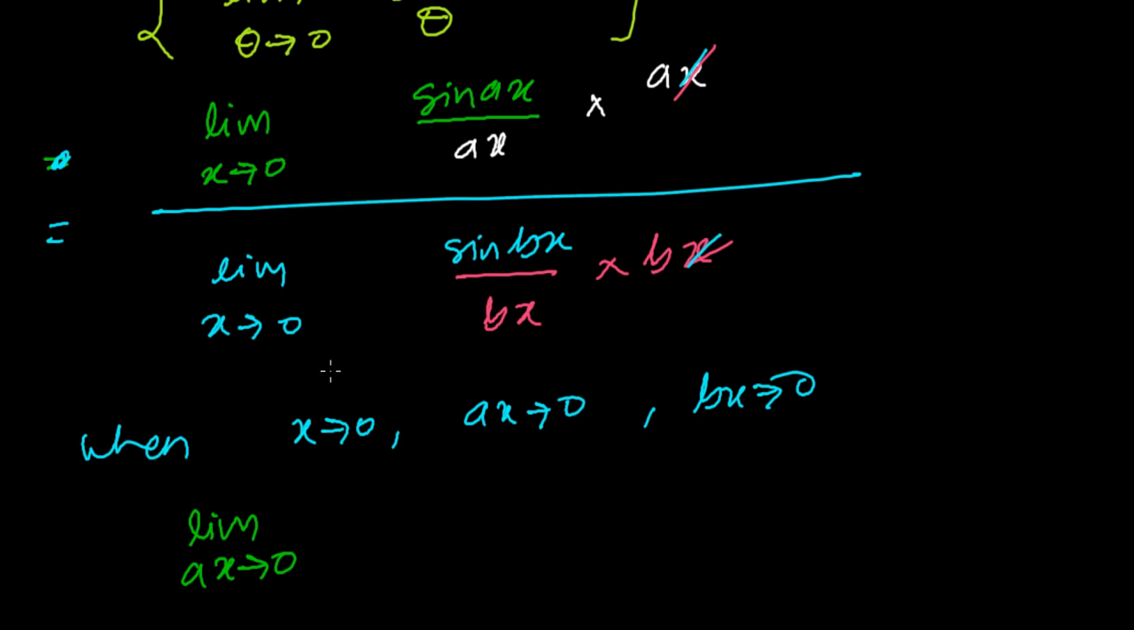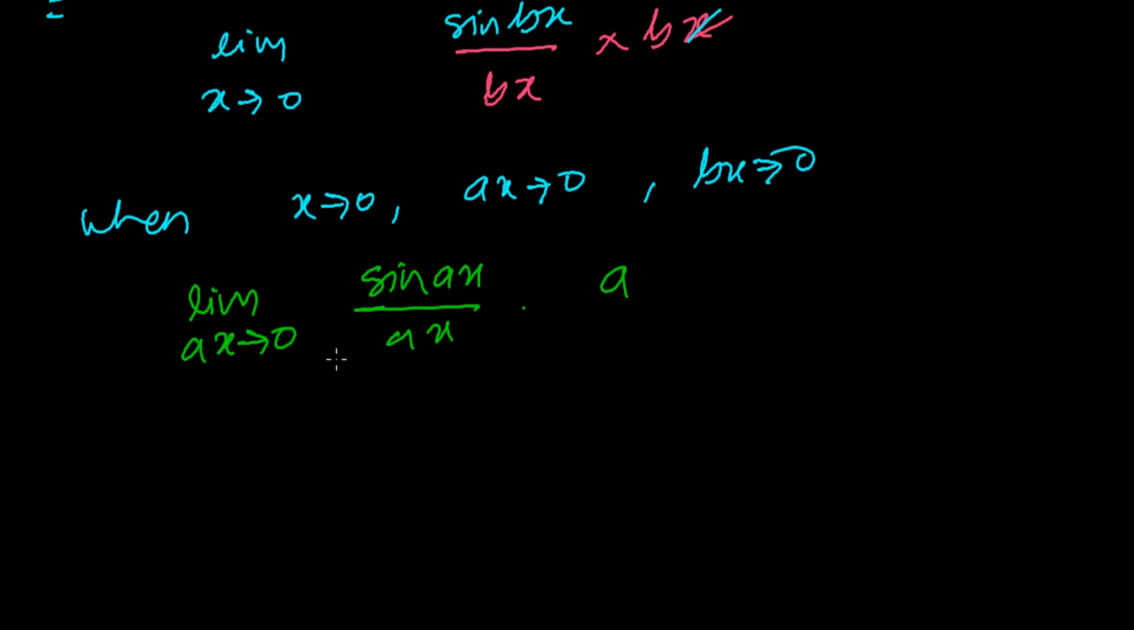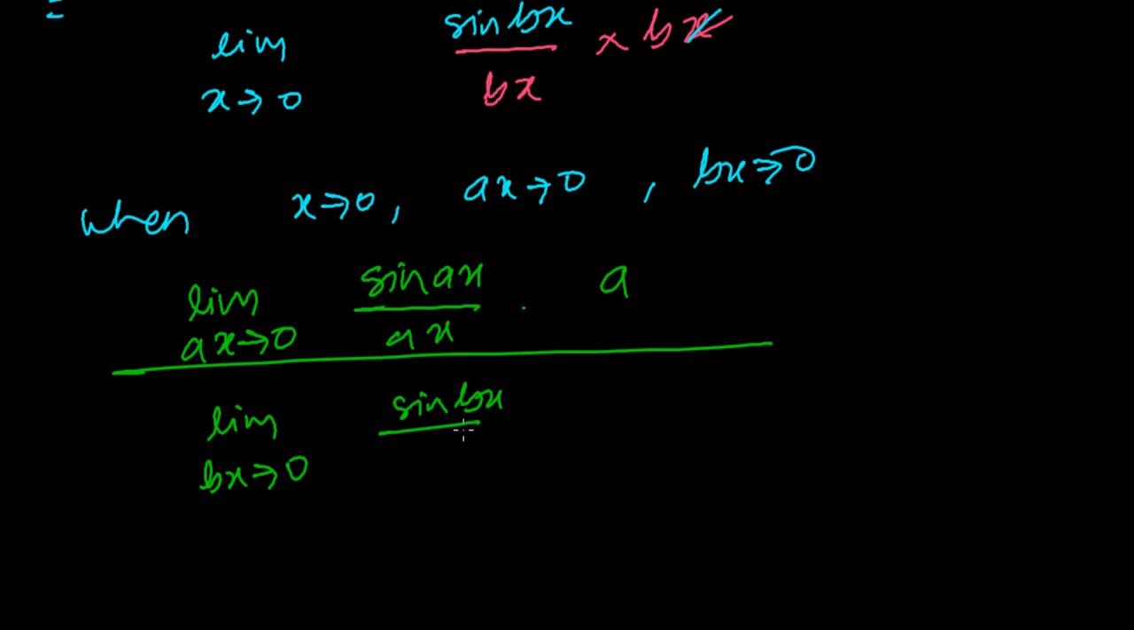When your angle is not exactly the approaching value, like the angle is ax, but our limit is x tends to 0, whenever you see a difference between the angle and the approaching value, then you have to change your approaching value accordingly, but you need to see whether it is possible or not. But it's possible here. When x tends to 0, ax is possible to tend to 0. So now it's sine ax divided by ax times this constant a, and in the denominator also, similarly bx tends to 0, sine bx divided by bx, and times this b.